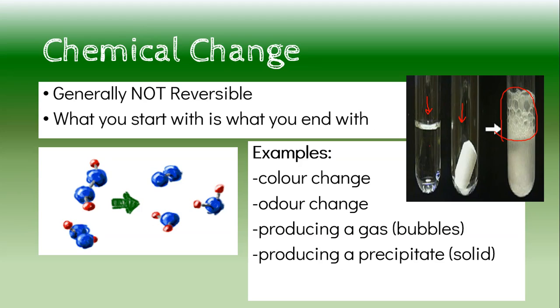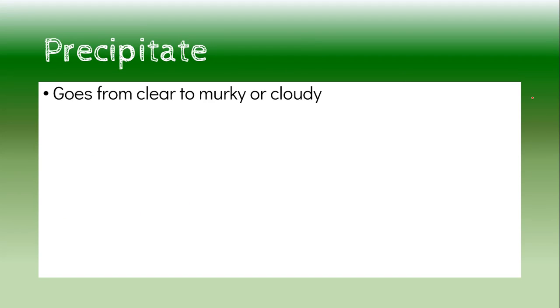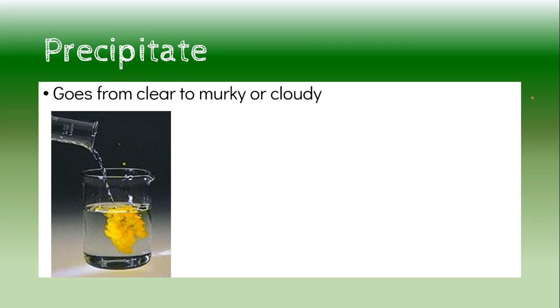Our next one is producing a precipitate. Try that word with me, precipitate. This means making a solid. This has to be when you mix two liquids together. That's the only way. They go from clear liquids, they can be colored, to murky or cloudy liquid. So for example, we have this wonderful clear liquid here, clear liquid, and bam, a yellow solid is being produced.